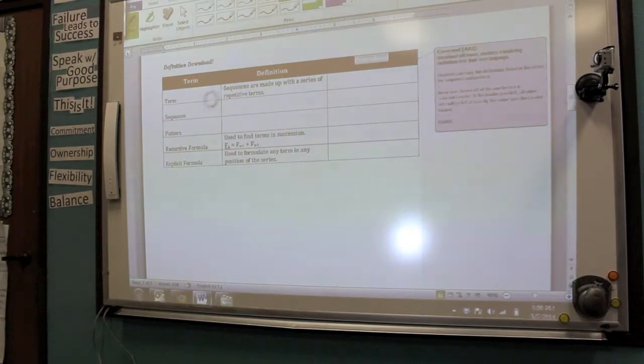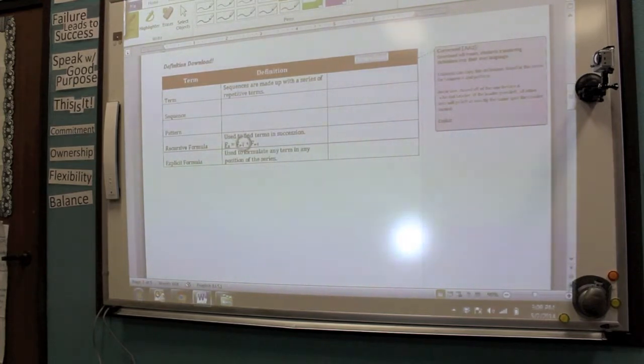The teacher will then be able to guide the students through not just those examples, but also tell them about the definitions. So the first definition would be term. The definition of term is sequences are made up in a series of repetitive terms. The students will then, right here in the download box, write down these definitions using their own language. You would also give the sequence definition, which is in the lesson plan. A pattern, the definition of recursive formula, and the definition of explicit formula. Again, having the students write down the definition in their own words.